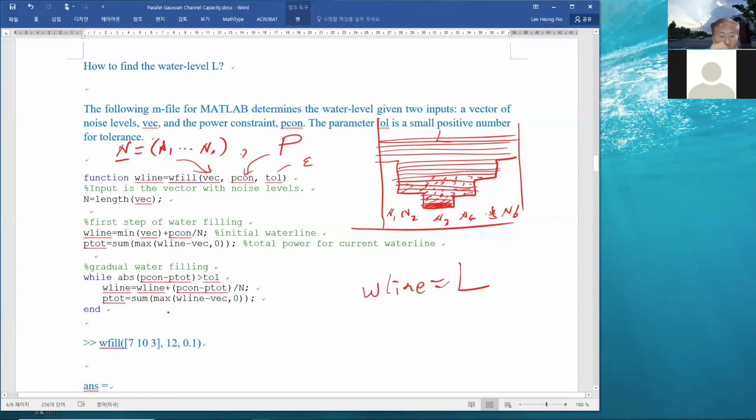So maybe we just need to take a look at this algorithm here. Given these two inputs, first the water line is determined. Let's say the minimum of the vector; in this case N3 is the smallest, so the water line is basically N3 plus the total power divided equally among all 6 channels. That is the initial water line. Obviously that is not good, but it is okay to begin with.